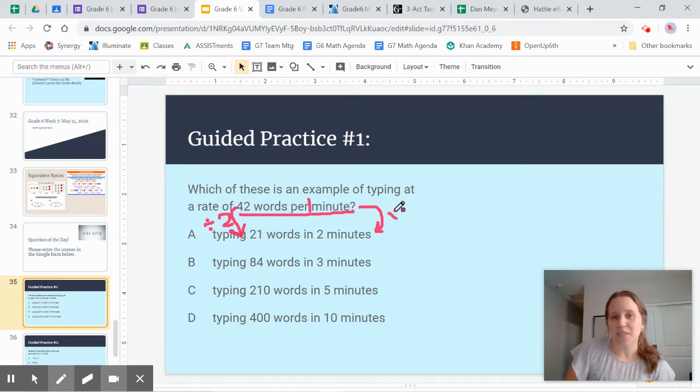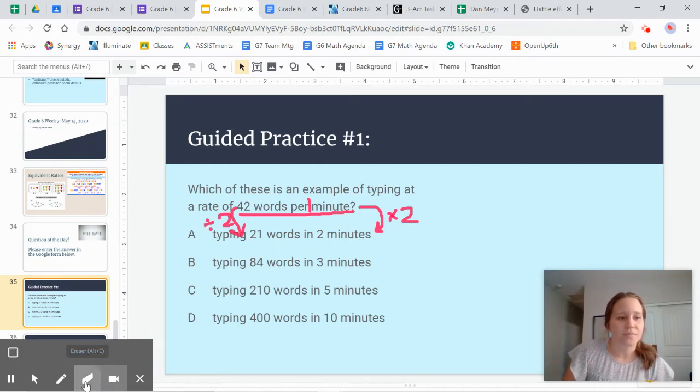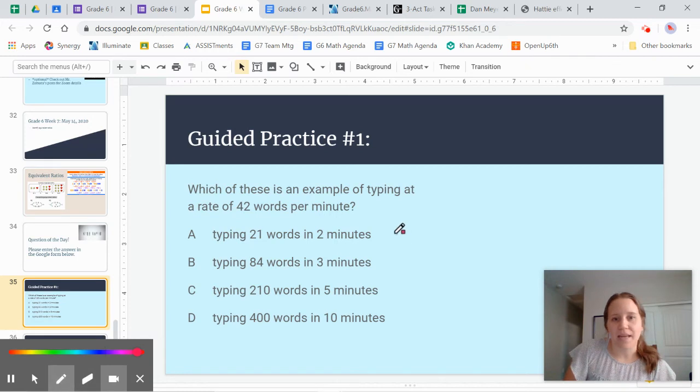Don't get tricked. I multiplied by 2. Ooh, so these are not the same operation, and so therefore A is not true. So I'm going to go ahead and mark A as not true. How about B?